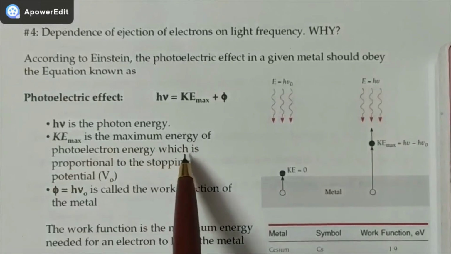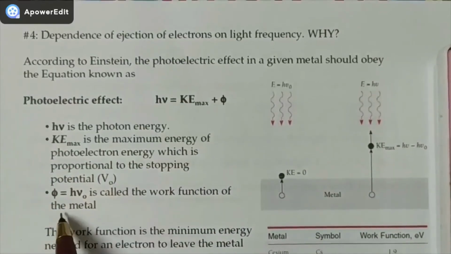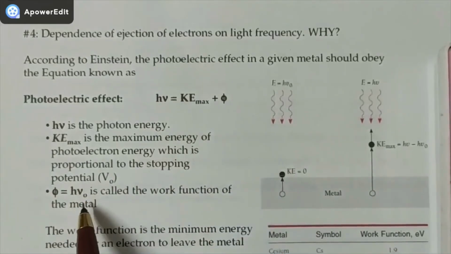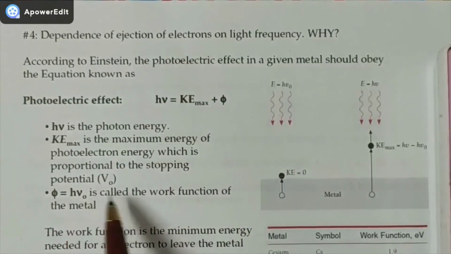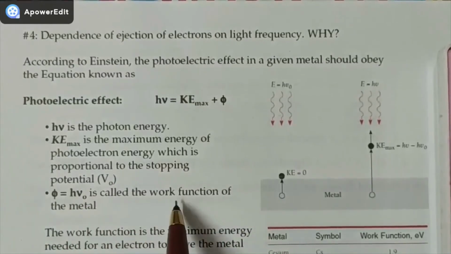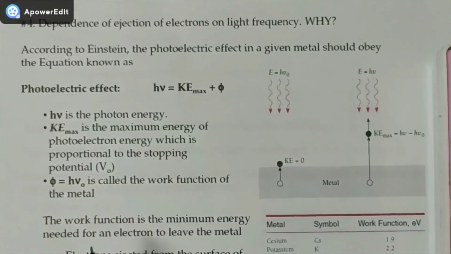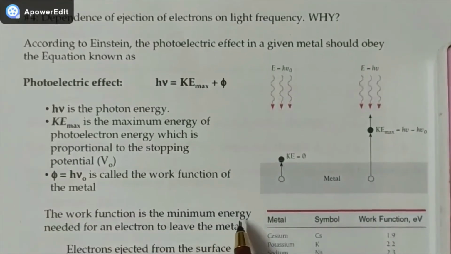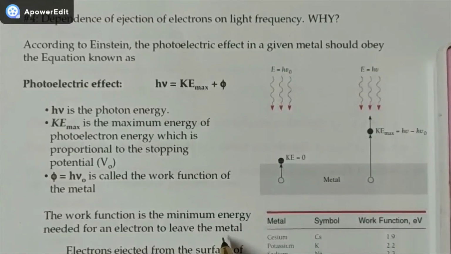The maximum kinetic energy is the maximum energy of the photoelectron, which is proportional to the stopping potential, you know this, and phi is h nu naught. Nu naught, you already know, is the cutoff frequency below which no photoelectrons come out from the metallic surface. So this is known as the work function of the metal. The work function is the minimum energy needed for an electron to leave the metal.